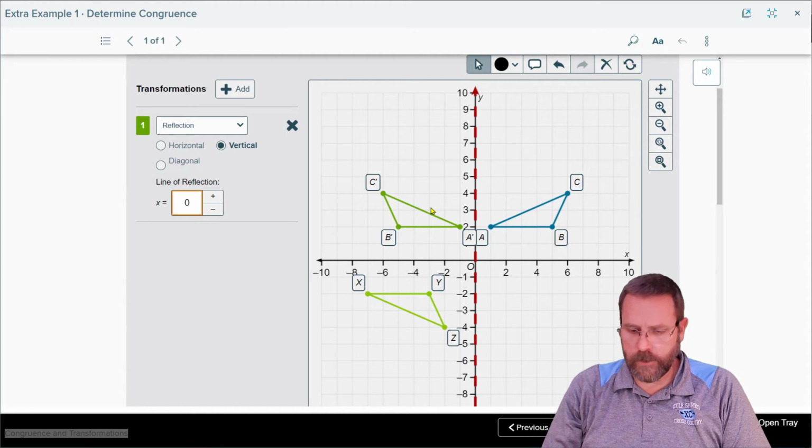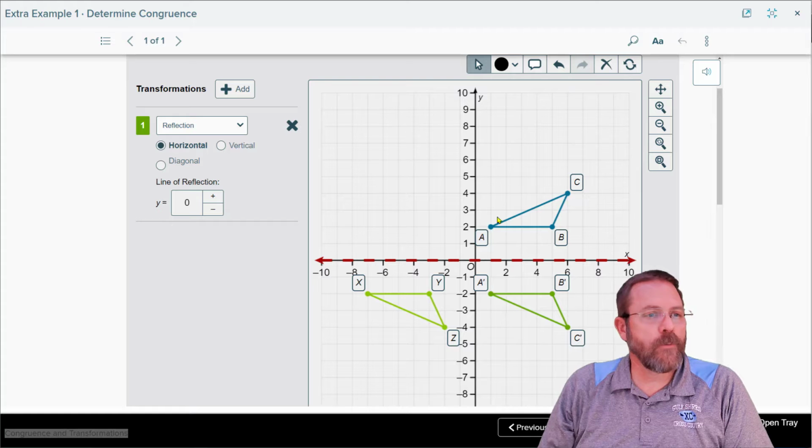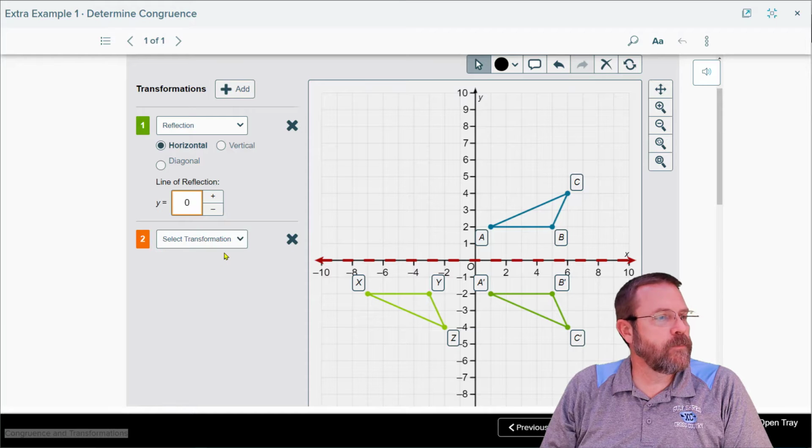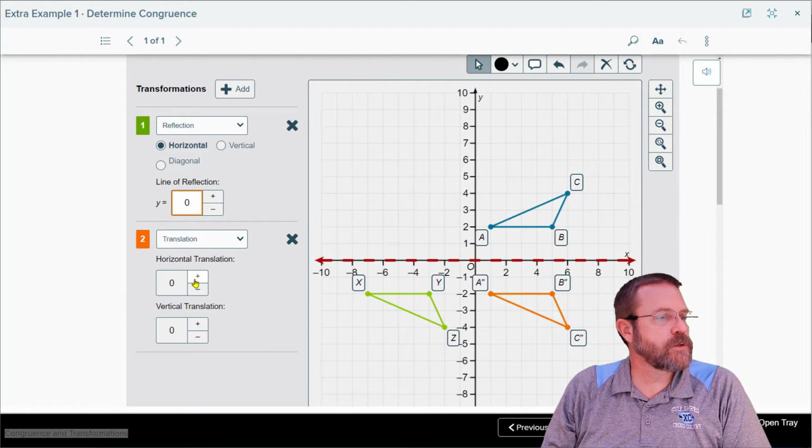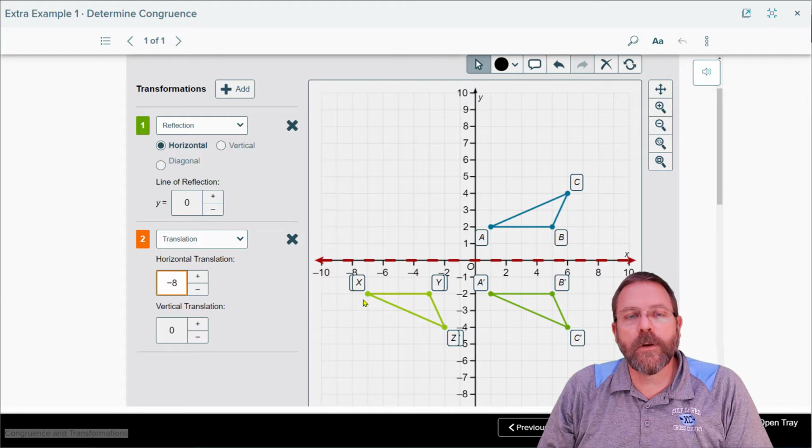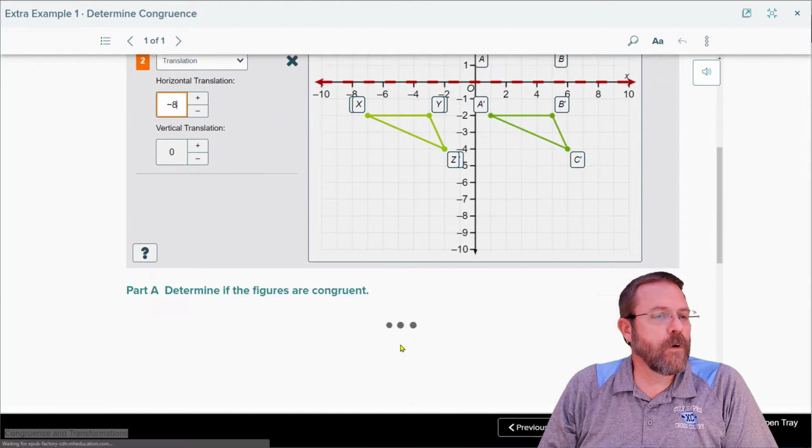Hold on, something's not working right. Alright, I was looking at the wrong triangle. It did reflect across the x-axis here. We started with ABC, now we're on A prime, B prime, C prime, and now I need to translate it. So I'm going to add a transformation. I have to go 1, 2, 3, 4, 5, 6, 7, 8 positions to the left. So I'm going to do a translation, and it's going to be a horizontal translation of -8. Whoops, too far. And right there, it maps perfectly over our other triangle.